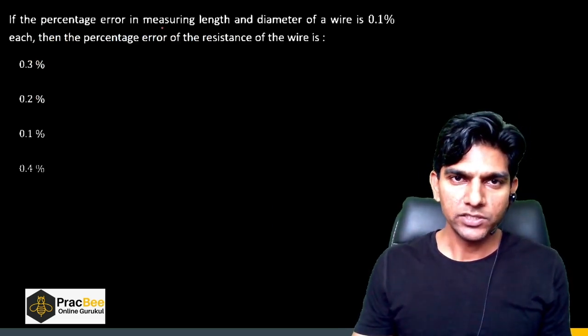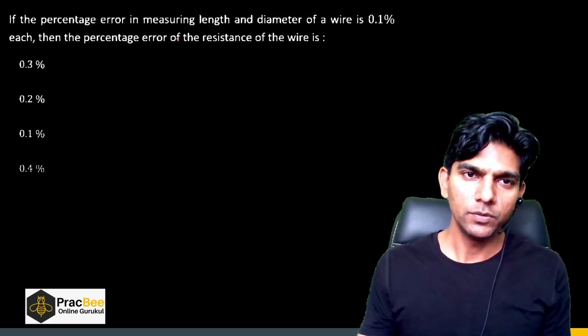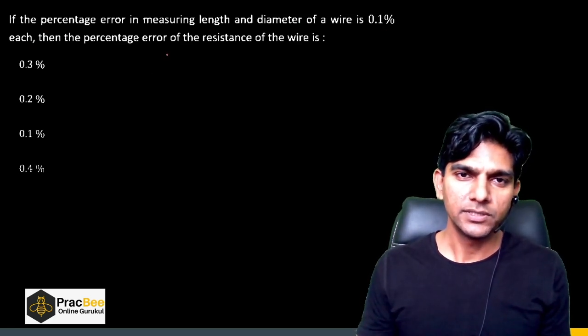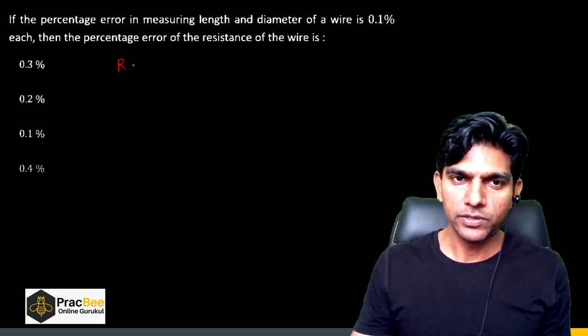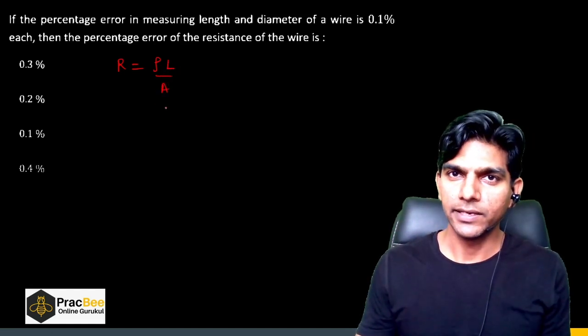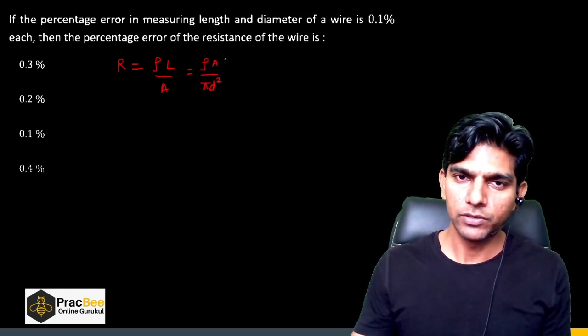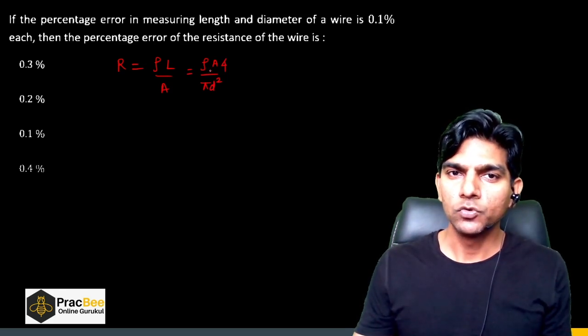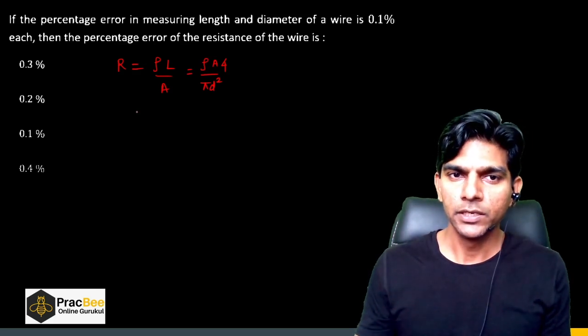Now let us see another question, and this one is from error analysis. If the percentage error in measuring length and diameter of a wire is 0.1% each, then what is the percentage error in the resistance of the wire? We know the formula of resistance, it is rho L by A, where rho is the resistivity, L is the length, A is the area of cross section. And the area of cross section can be written in terms of the diameter, so it will be pi d square by 4. And resistivity, I'm assuming here that there is no error in the measurement of resistivity.